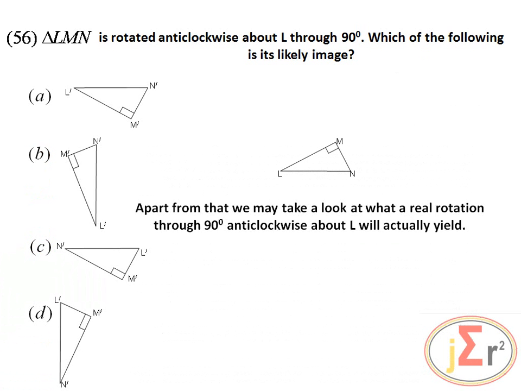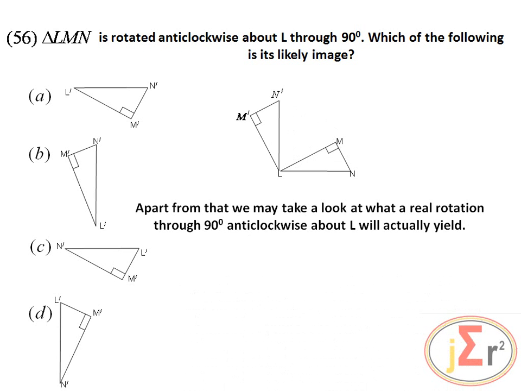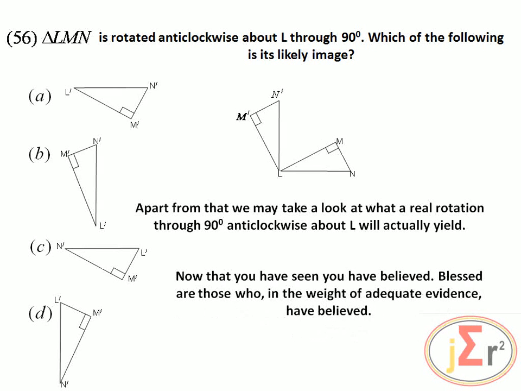Apart from that, we may take a look at what a real rotation through 90 degrees anticlockwise about L will actually yield. So do the actual rotation. And what do we see? 90 degrees rotation. Do it again. 90 degrees rotation. That is it. And which one? Option B is correct. Now that you have seen, you have believed. Blessed are those who, in the weight of adequate evidence, have believed.